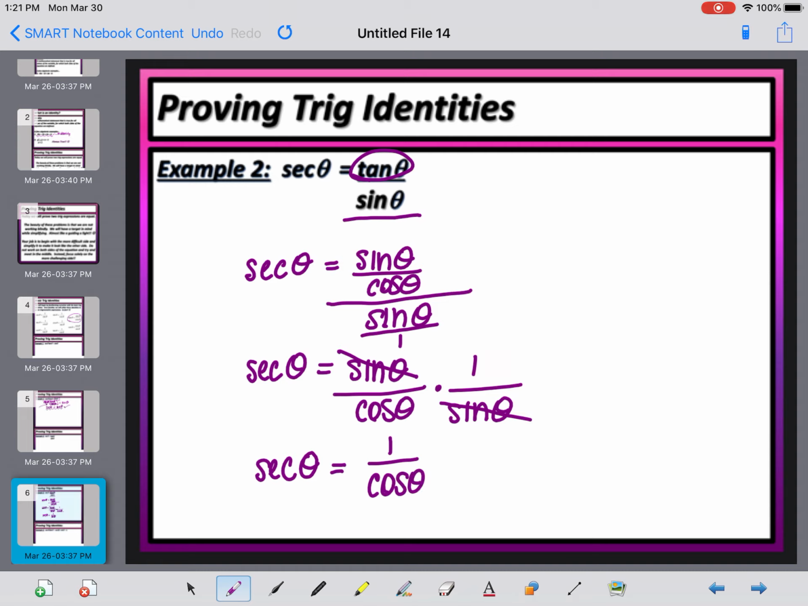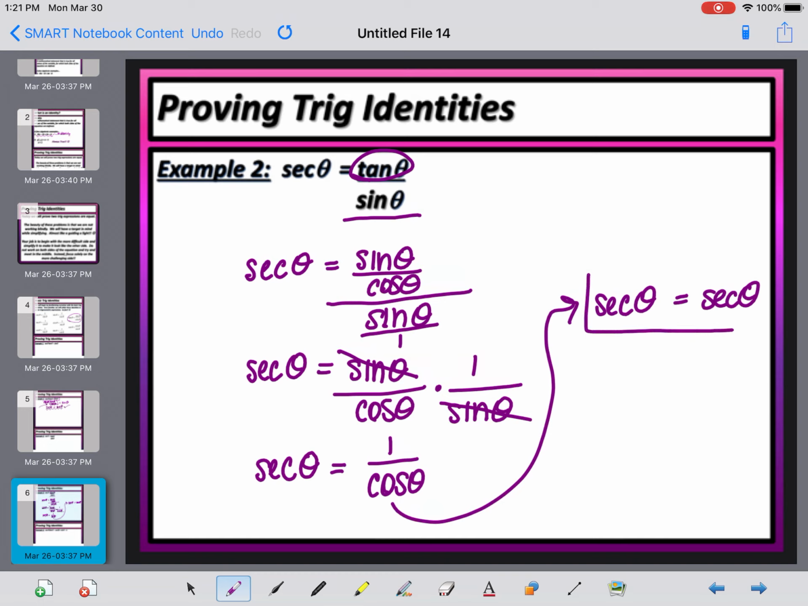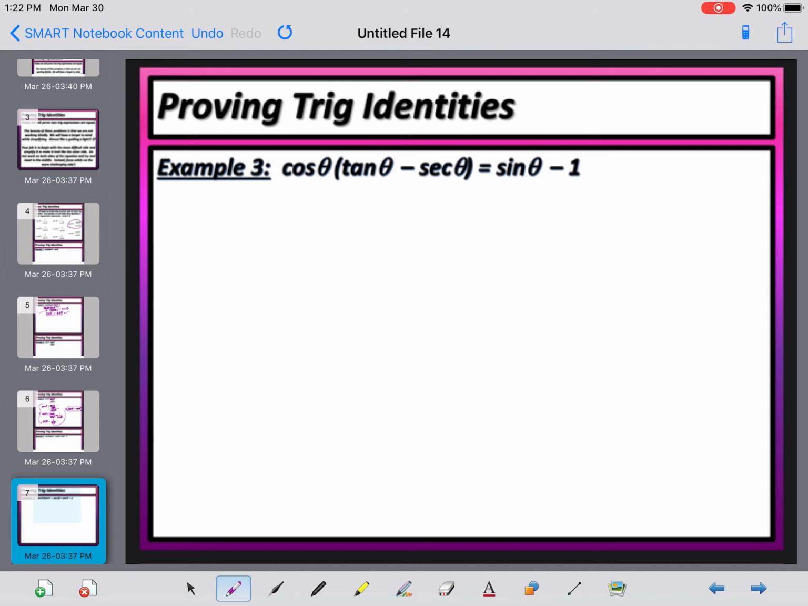So I'm left with 1 over cosine. And if we refer back to our identities, 1 over cosine is the same thing as secant. Okay, thereby proving that both sides of the equation are equivalent. Again, I cannot stress how important it is that you show every single step of work, every equivalent that you're making, every cancellation. That's the only way to get full credit on these problems.